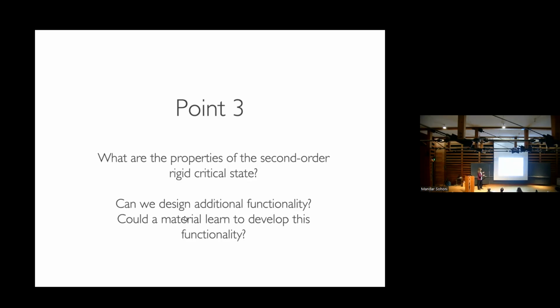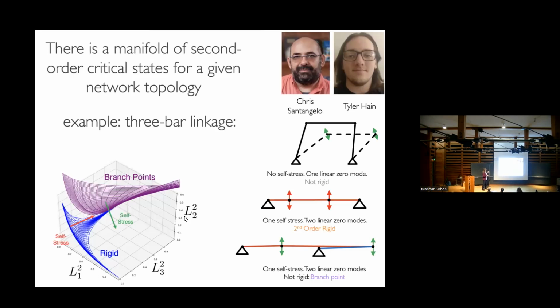So the last point I want to make is that we're also thinking, because we think the second order rigid critical state is really interesting for lots of reasons, about whether we can do learning and design on the space of these second order critical states. The first thing I need to tell you is that for any network topology that's under constrained, here is an example, a 3-bar linkage where I have these rotating points and I just have 3 bars, there's actually a manifold of second order critical states.